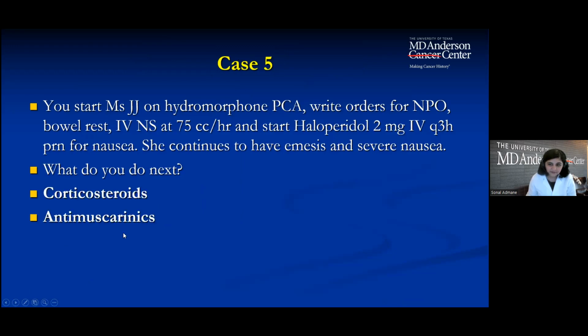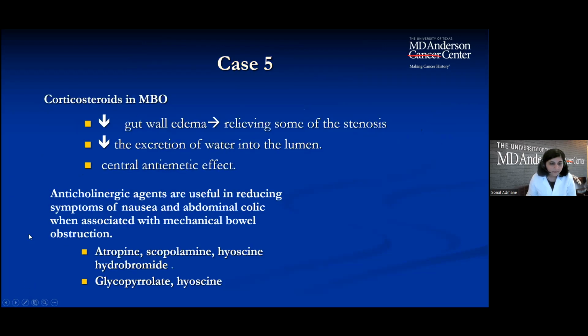So somebody wrote steroids, and that's right. So next line of treatment can involve antimuscarinics and corticosteroids. So corticosteroids reduce gut wall edema and also have a central antiemetic effect. And anticholinergics are also useful in decreasing the symptoms of nausea and abdominal colic when there is mechanical bowel obstruction. So agents like hyoscine, scopolamine can be used.